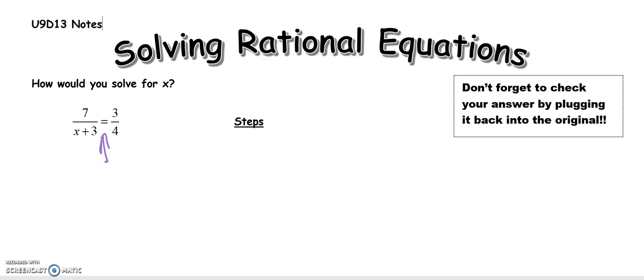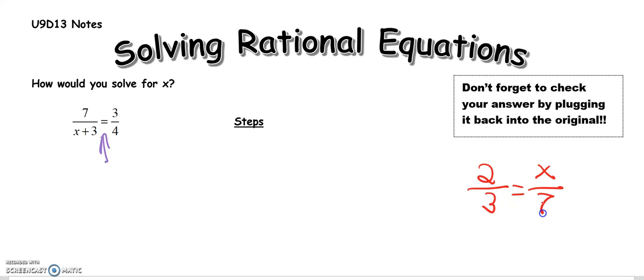Going back to some of your previous knowledge from second or third grade, when you first learned about fractions, you might have been given a fraction like 2 over 3 equals x over 7. Maybe this is in terms of pies. You have a pie that's cut into thirds, and you only have 2 slices right now. You need to give it out to 7 people. How many slices do you need?